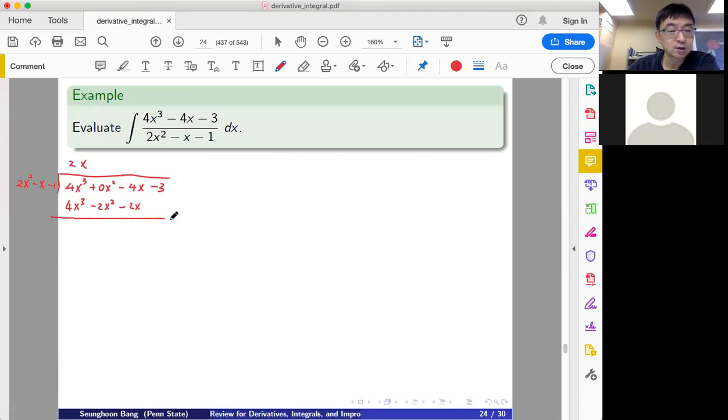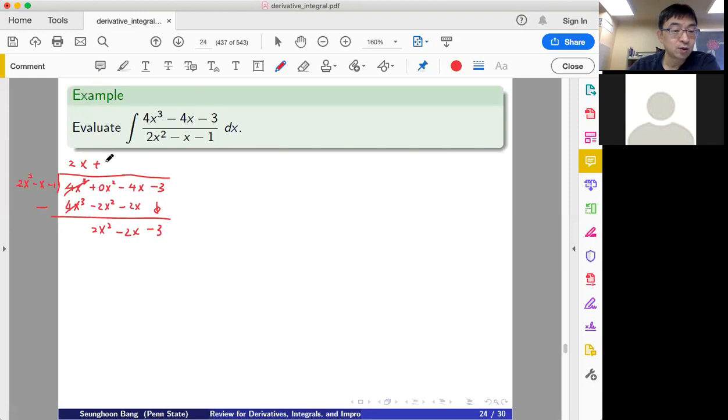The next, subtract. The 4x cubed is cancelled. The 0x squared is gone. Negative 1 times minus 2x is positive 2x squared. The negative 4x minus negative 2x is negative 4x plus 2x, negative 2x. The negative 3 comes down. So we have negative 3, like this.